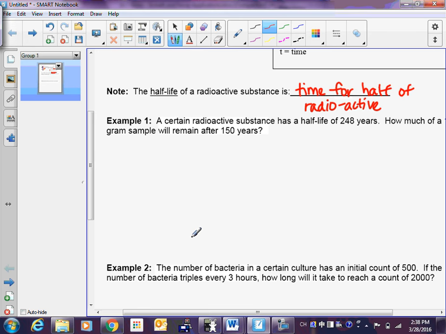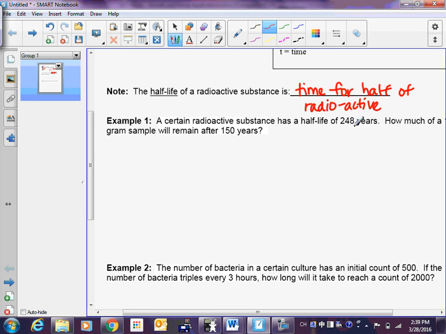It says a certain radioactive substance, they don't even tell us what it is, has a half-life of 248 years. That's going to be true throughout this whole problem. This thing's half-life is 248. That didn't change at any point. So it says how much of a 10-gram sample will remain after 150 years? Let's guesstimate our answer really quick, and then we'll do it. How much of a 10-gram sample will be left after 248 years, which would be one half-life?